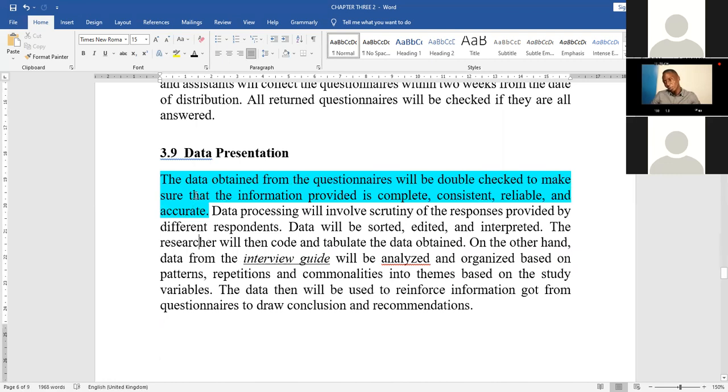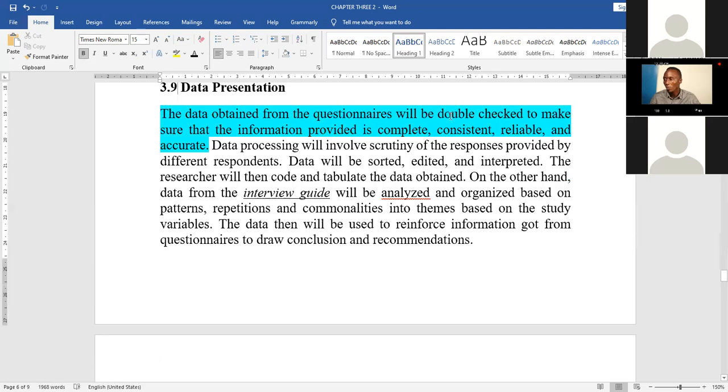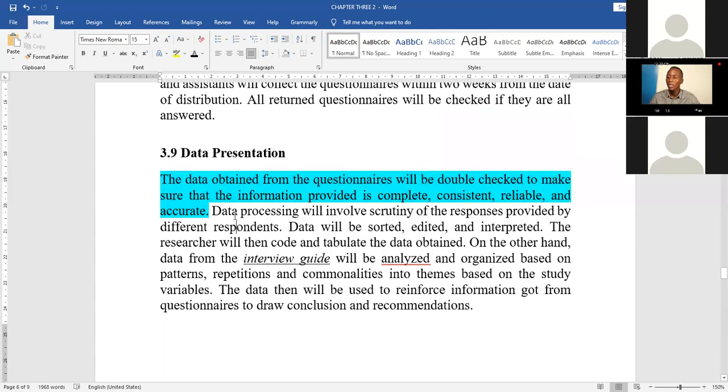After that, we are going to go to data presentation. Now, what is data presentation all about? Here, we are seeing that the data obtained from the questionnaires will be double checked to make sure that the information provided is complete, consistent, reliable, and accurate. Data processing will involve scrutiny of responses provided by the different respondents. The data will be sorted, edited, and interpreted. Then the researcher will code and tabulate the data obtained.